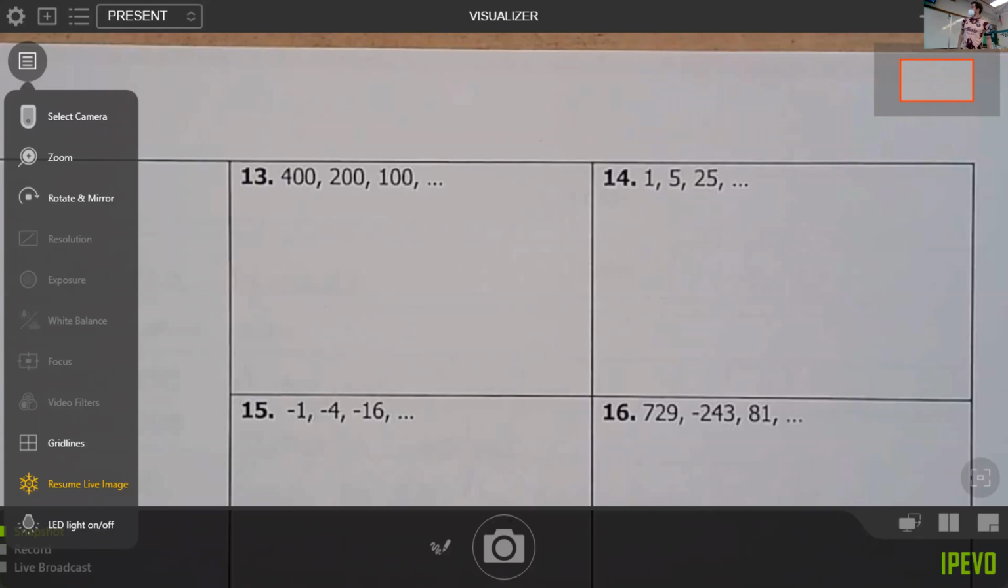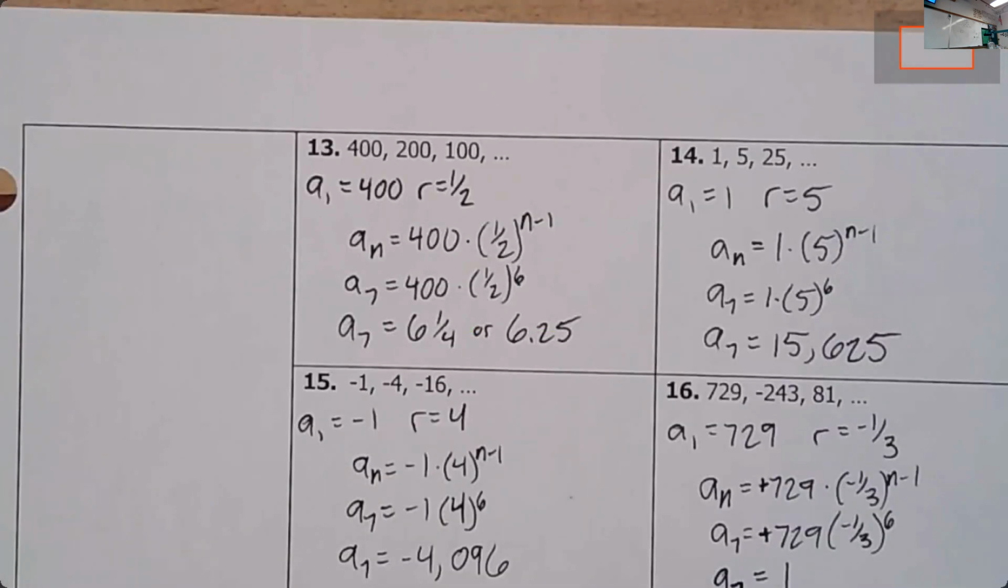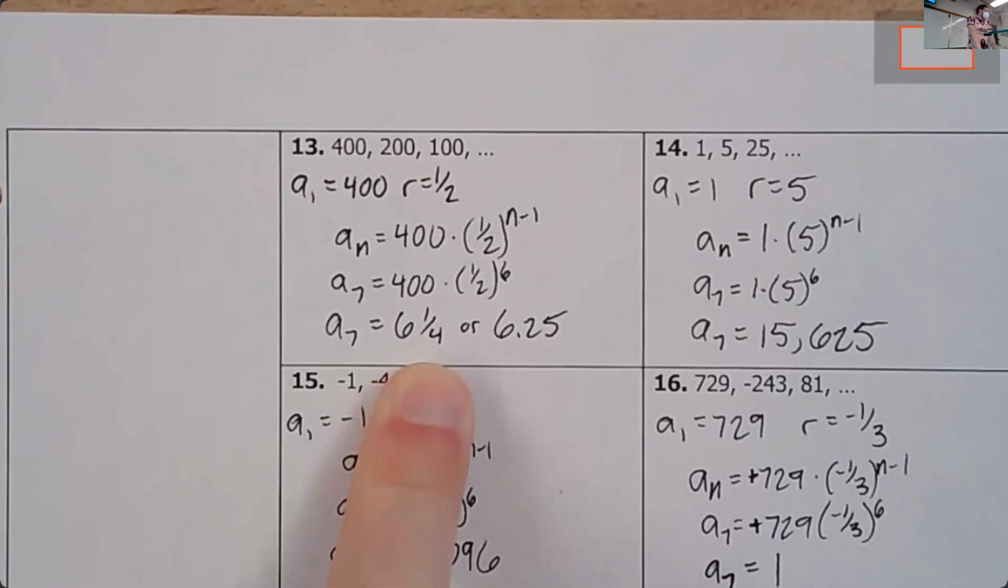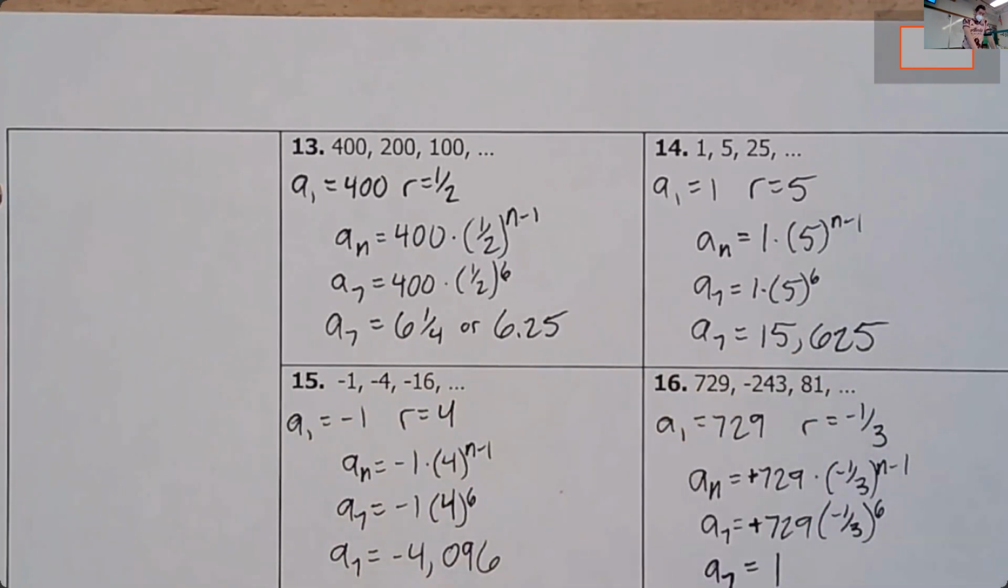All right, so with 13 through 16, let's go ahead and check those out, see how we did. Number 13, we end up with 6 1/4 or 6.25, either way. If you went with 25 fourths, that's fine too, because I think that's what the calculator gave as a fraction. And then number 14 is 15,625. 15 is negative 4,096, and 16 is 1, which is kind of interesting.